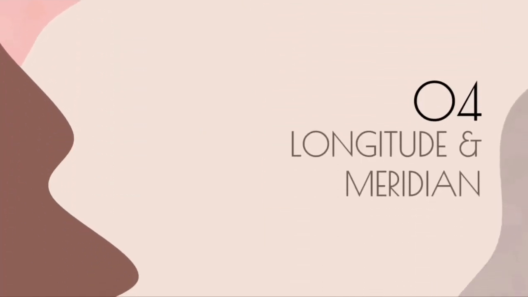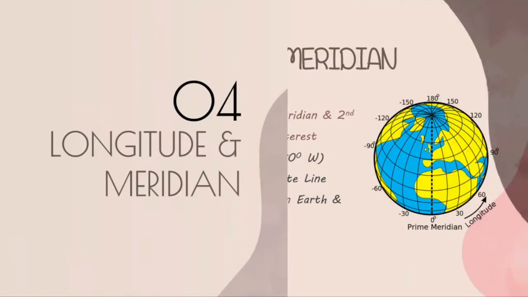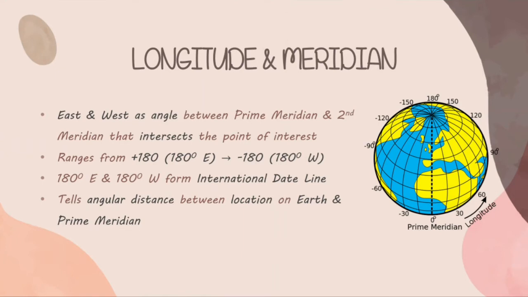Thank you. Now I'm going to continue with longitude and meridian. First of all, let me simplify the definition of longitude and meridian. Longitude specifies positions east and west as the angle between the prime meridian and the second meridian that intersects the point of interest. The range of longitude is from 180 degrees east to 180 degrees west. Both 180 degrees east and 180 degrees west longitude together form the international dateline.